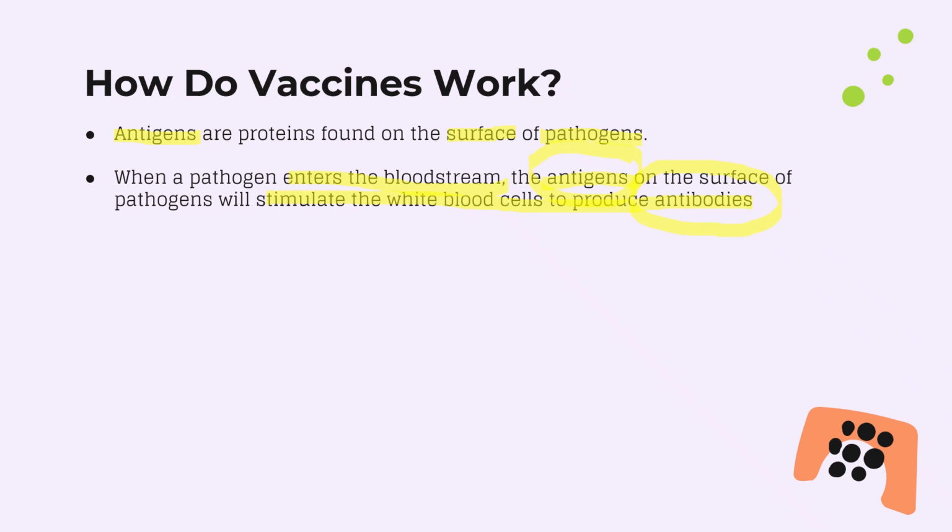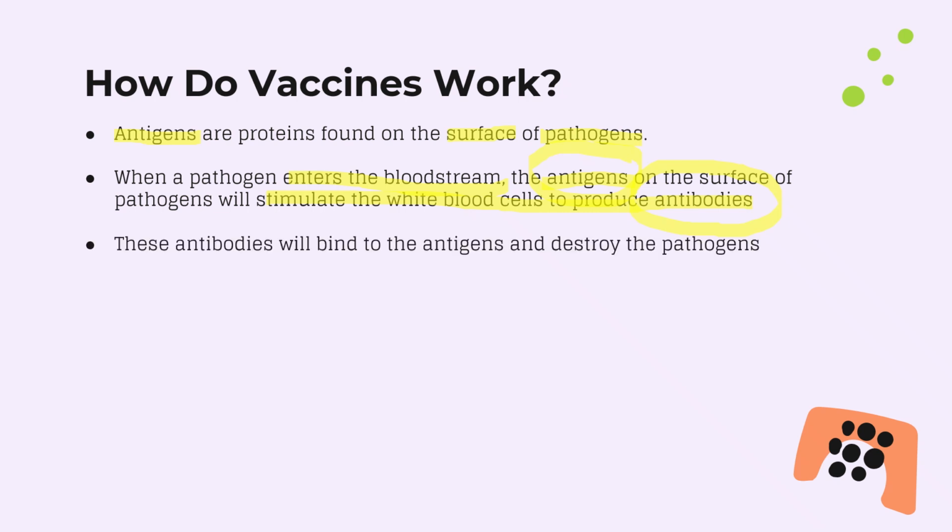So the antigens on the pathogens, when they enter the bloodstream, the white blood cells will recognize the antigens and start to produce antibodies. These antibodies will bind to the antigen, and in the process it will destroy the pathogens. It will rupture the cell, or it will inhibit metabolism of the cell, and so on.